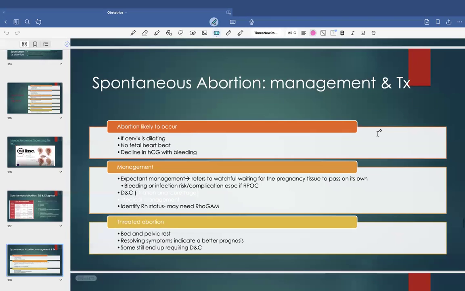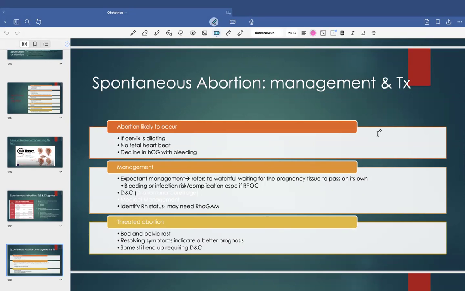Management and treatment. Abortion is likely to occur if the cervix is dilating. If that cervix is opened, the likelihood of abortion is increased. No fetal heartbeat, decline in HCG with bleeding. Those are not good signs.